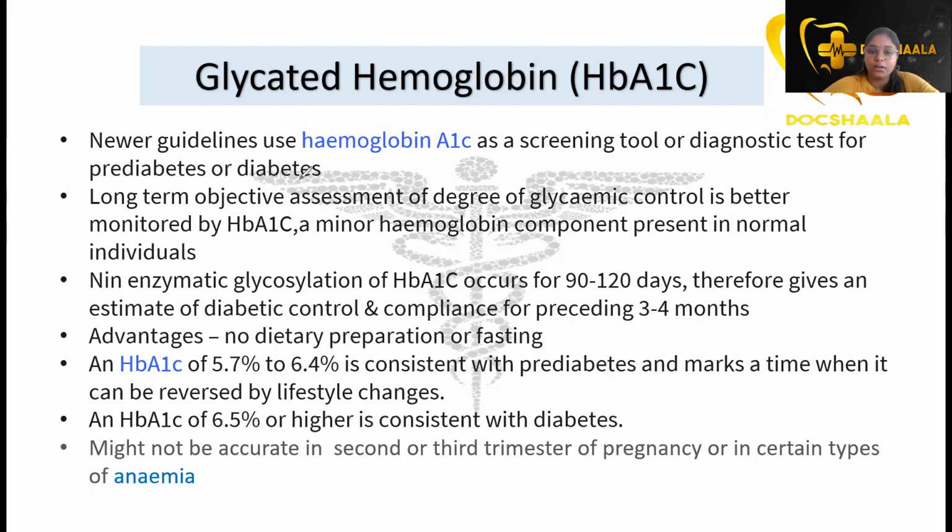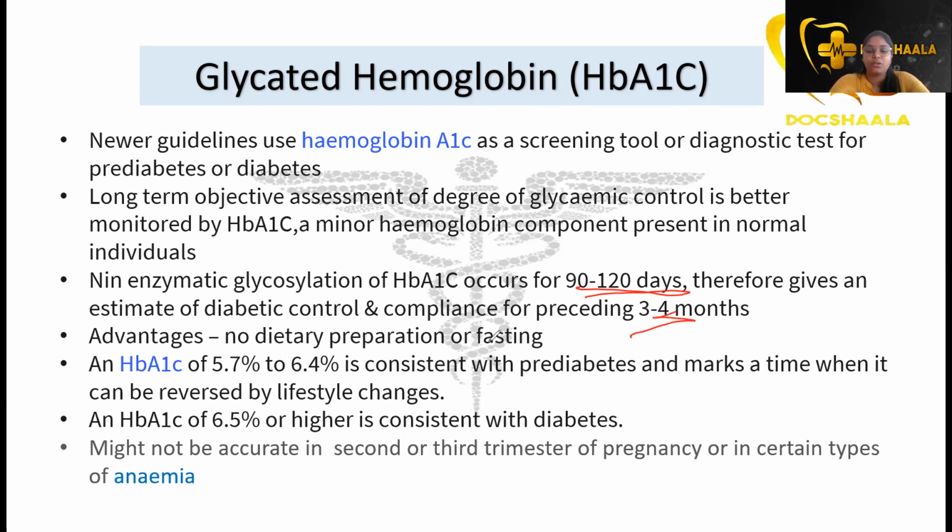So it will assess the degree of glycemic control for longer periods, like at least 3 months. Okay. So enzymatic glycosylation of HbA1c occurs over 90 to 120 days. Therefore, it gives an estimate of diabetic control and compliance over 3 to 4 months.